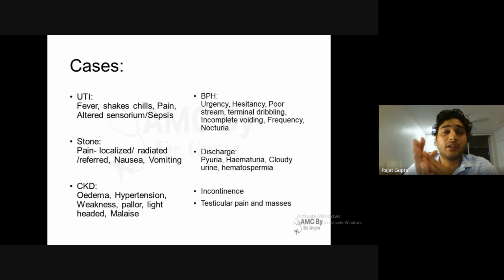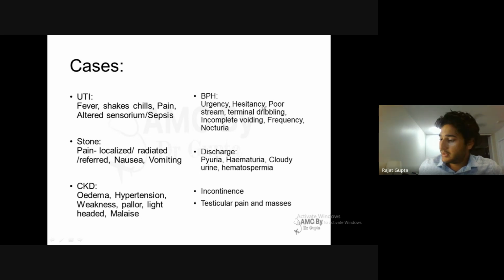And if a patient is diabetic, hypertensive, and now presenting with edema, anemia, fatigue, and hypertension, this is a typical history of CKD. And the cases with benign prostatic hypertrophy, BPH, will have a history of urgency and hesitancy. We'll divide these symptoms into irritative and obstructive symptoms, so that you can relate and memorize. But these are the symptoms of BPH.